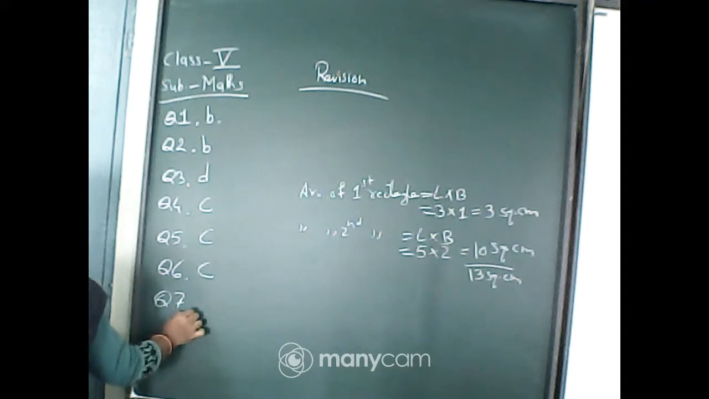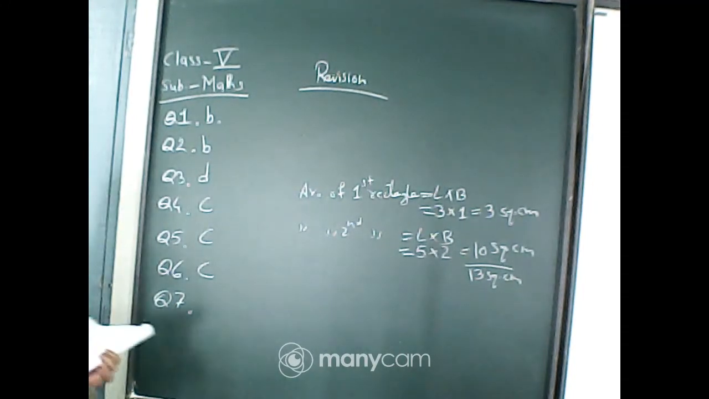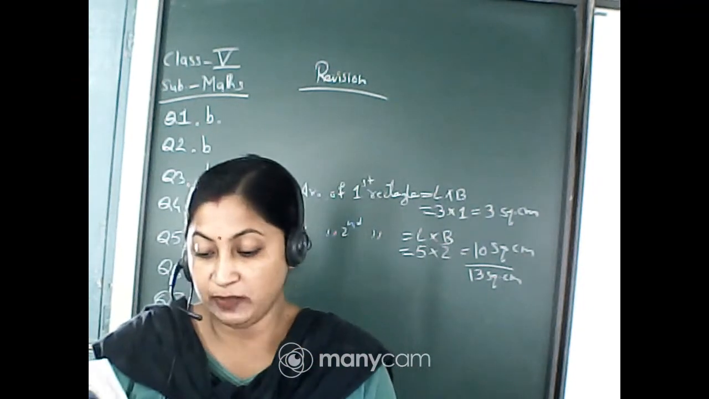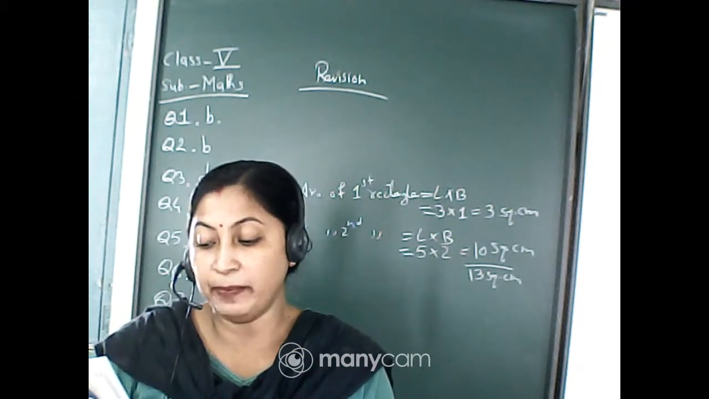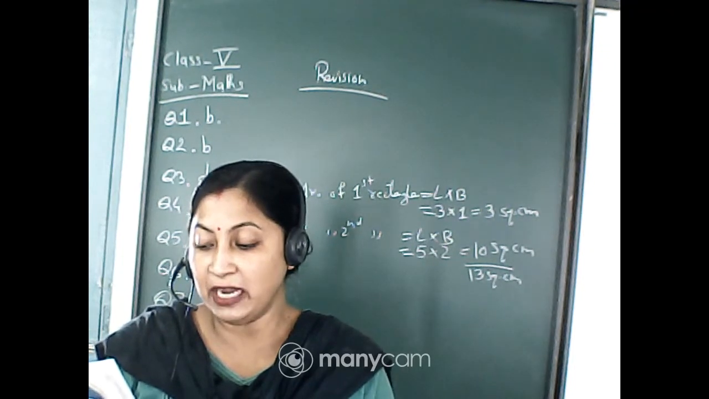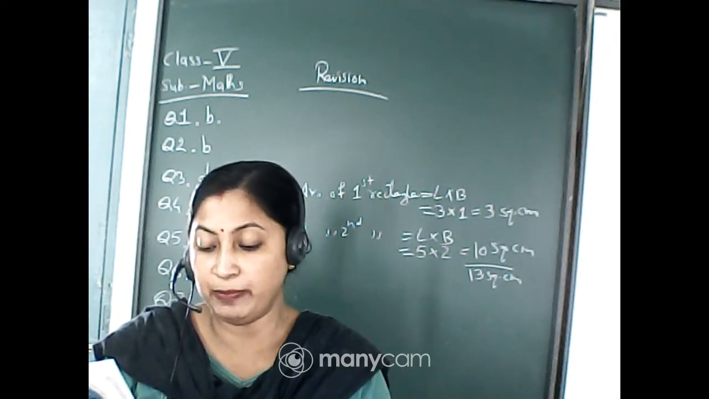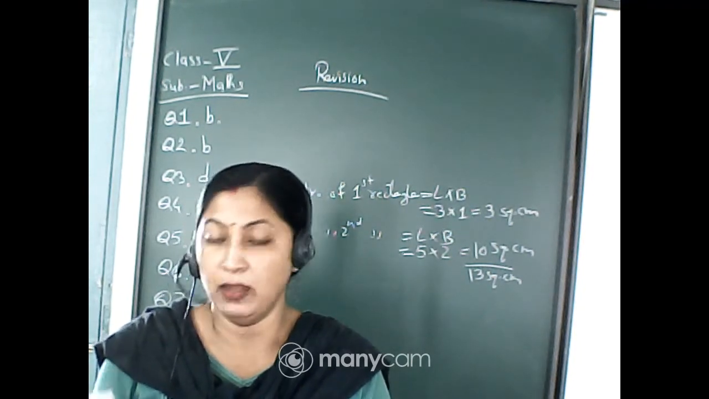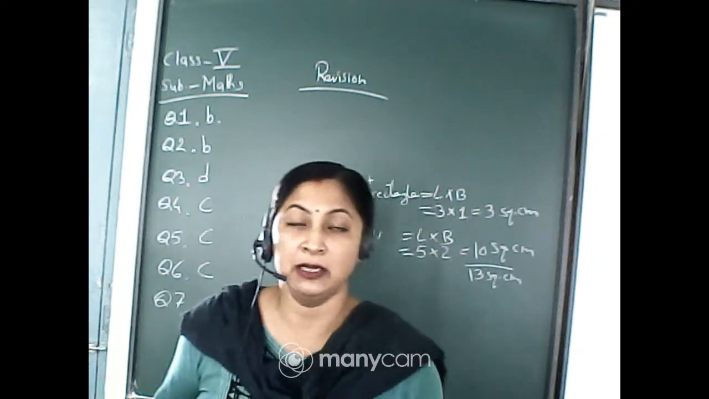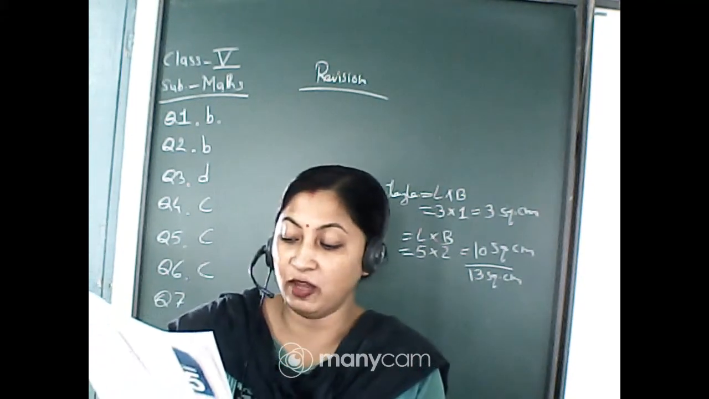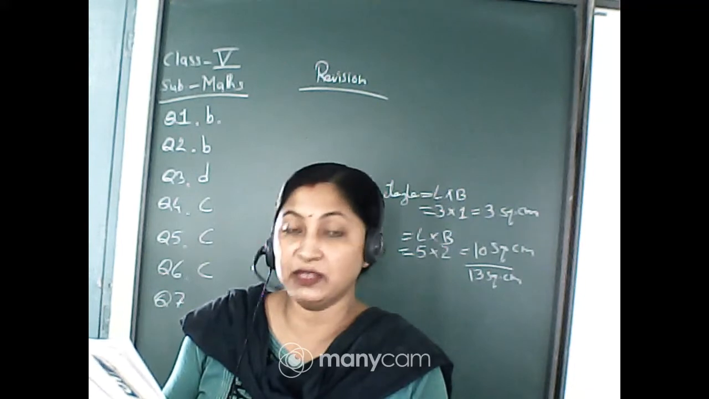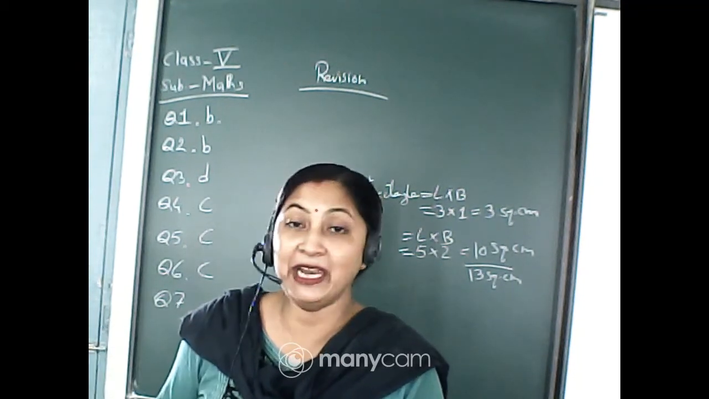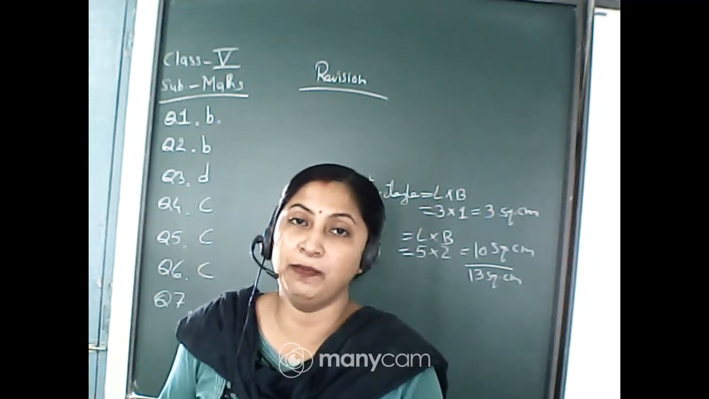Now the 7th one. Anna is making a rectangular quilt from square pieces of cloth. She fits 8 pieces along the breadth and 15 pieces along the length. How many pieces does she need in all? That means she is adding all the squares, the length is 15 pieces and the breadth is 8 pieces. You have to find how many pieces are required.